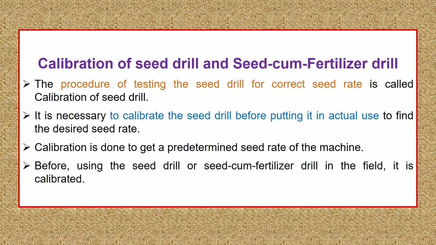It is a very necessary operation, and every seed drill or seed cum fertilizer drill must be calibrated before putting it into actual use, because whenever it is new, we don't know for what seed rate it has been set. Unless we check it, we will be unable to find what amount of seed we may require to sow in our land. For that reason, a seed drill must be calibrated before we put it into actual use.